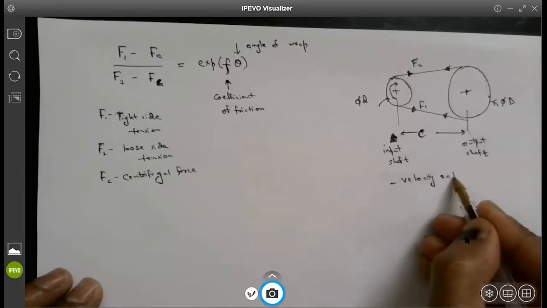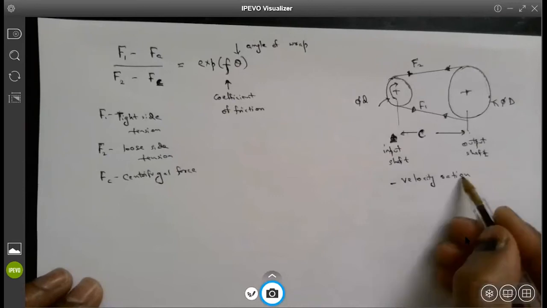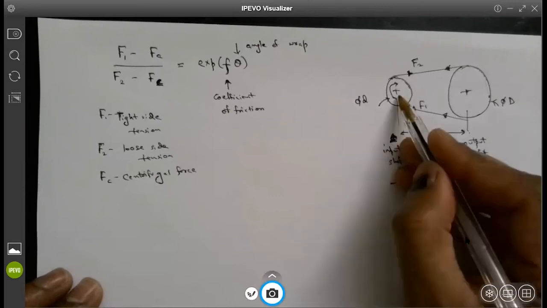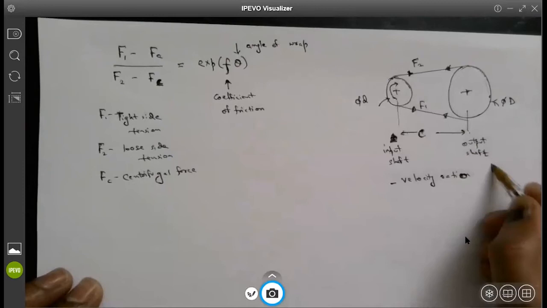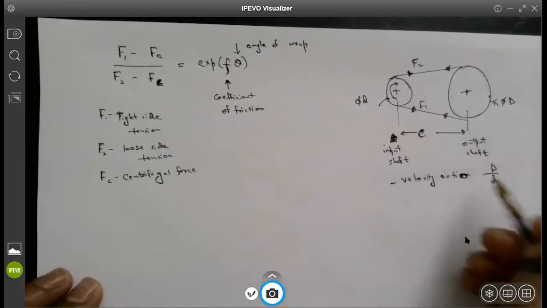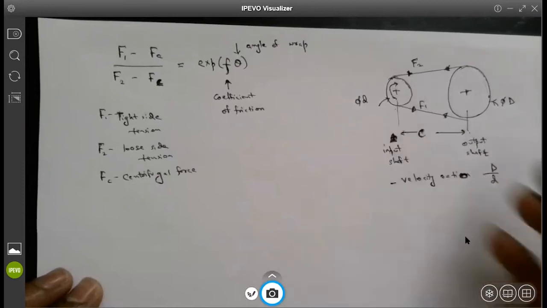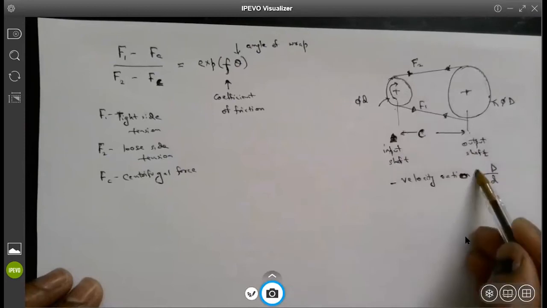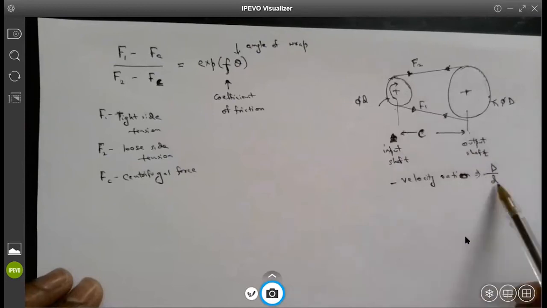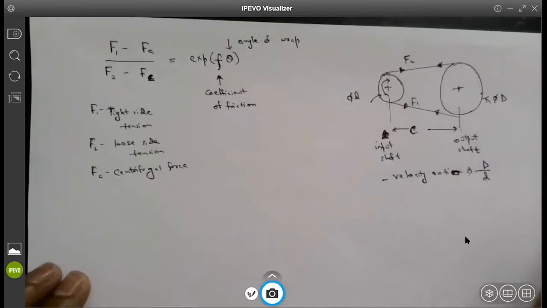What velocity ratio you need will help you find what the ratio of capital D over small d will be. The velocity ratio between the input shaft and the output shaft is governed by the ratio between the bigger diameter and the smaller diameter, right? Are you guys with me?